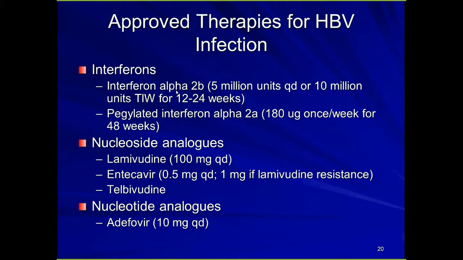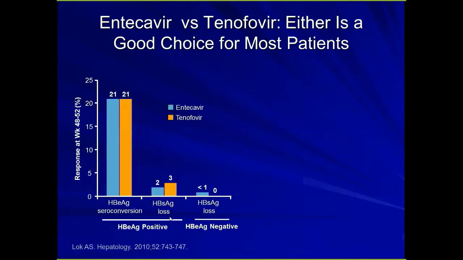We don't use interferon anymore, right? You could, but we have other drugs. 3-TC or lamivudine. Remember, the dose in HIV is what? 300 milligrams a day. Interesting. I don't have tenofovir on this. I should have tenofovir on this. Entecavir or Baraclude and telbivudine. And then adefovir and then tenofovir. Both entecavir and tenofovir are good options.